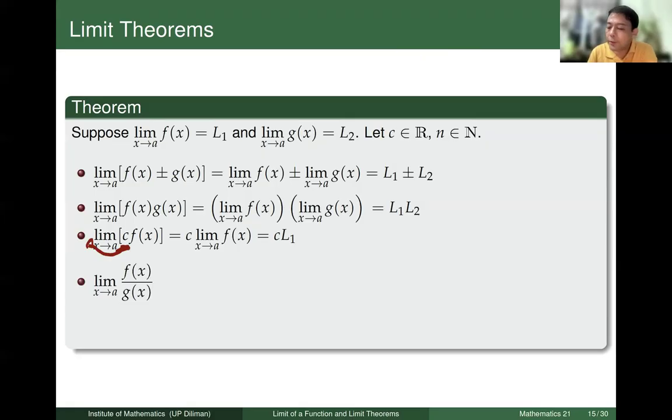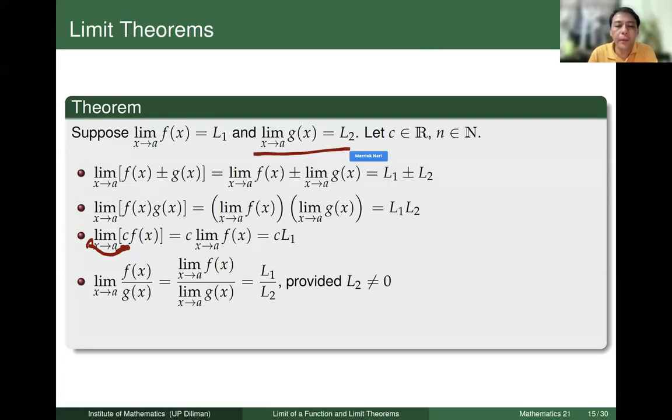The limit of a quotient, provided that the limit of g of x is not equal to 0 as x approaches a, is the quotient of the limits, provided L2 is not equal to 0. L2 is the limit of g of x. So with this, it seems very easy to evaluate limits. When you have an expression with several terms, you just get the limit of each term and you get the combined values. The limit of a power, so f of x raised to n, is equal to the power of the limits.